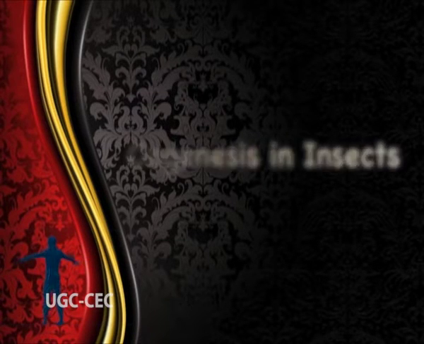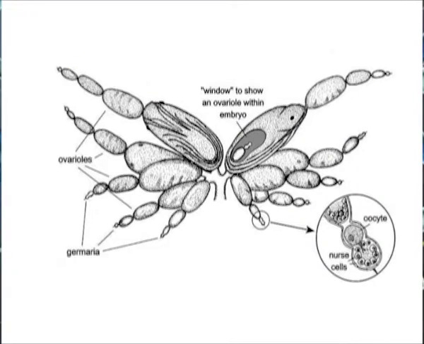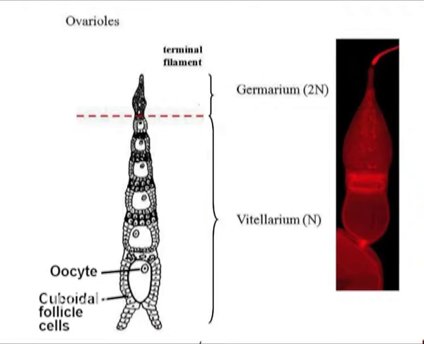Oogenesis in insects. In insects, eggs are produced in the ovarioles of an ovary. The thinner part of an ovariole is called germinum, which contains oogonia developed by mesodermal cells. The stouter part of the ovariole is called the vitellarium, which contains oocytes in a longitudinal row. Each oocyte is surrounded by a single layer of cuboidal follicle cells.